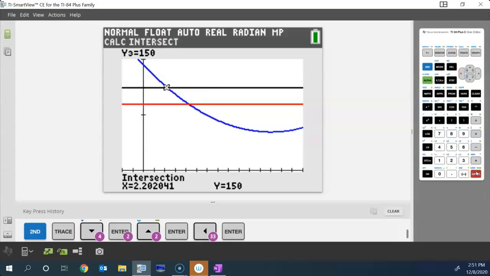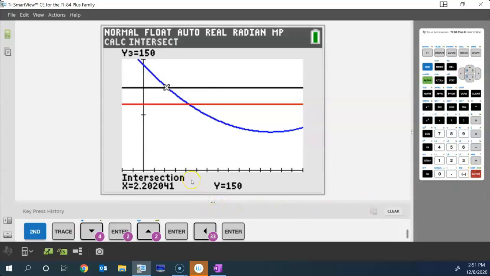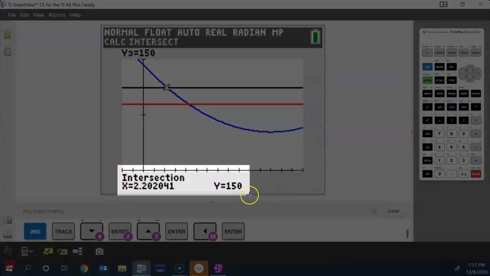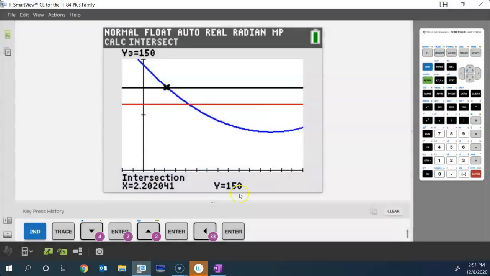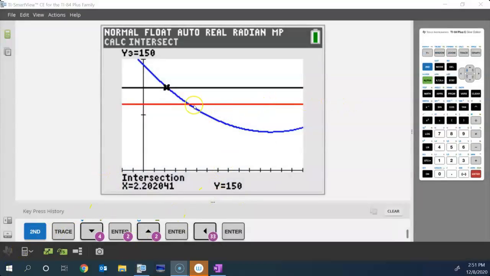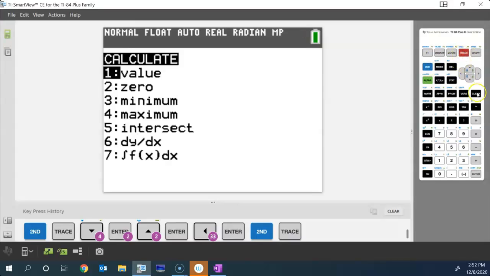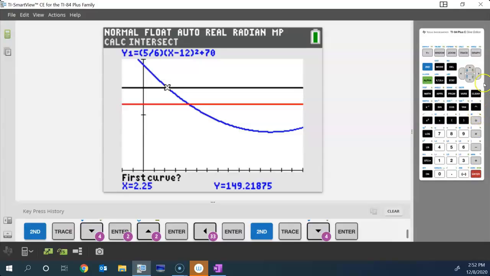And then hit enter. All right, so that gives me my first intersection. And it's about 2.2 minutes at 150. Now you're going to repeat that for the red curve, or the red line, and the blue curve. So second, calculate, intersect, enter.